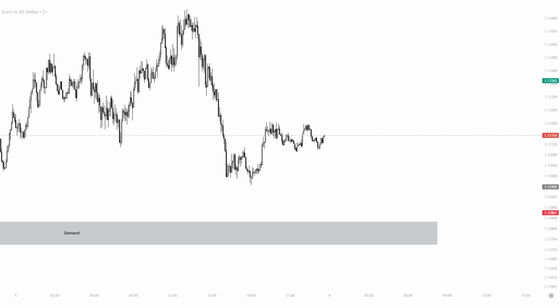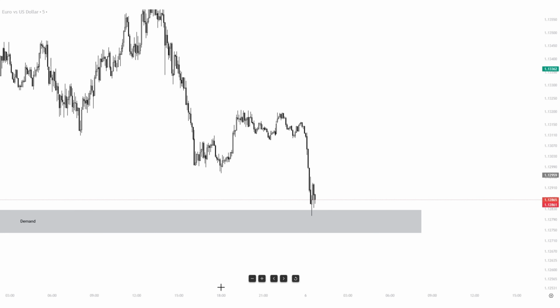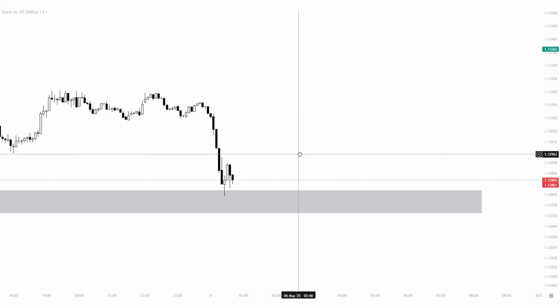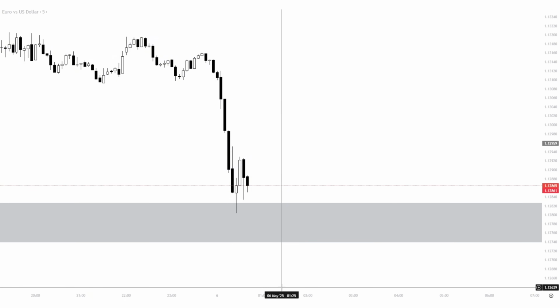We're getting close here, and the demand got filled. Now what we want to do is to refine the setup by looking for an entry opportunity on a lower time frame.